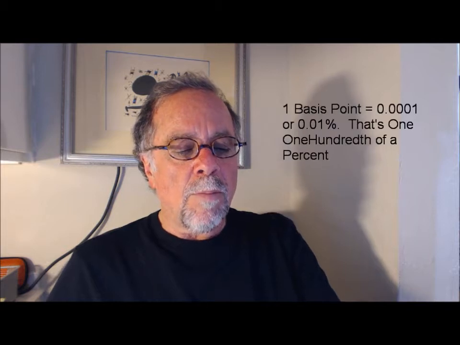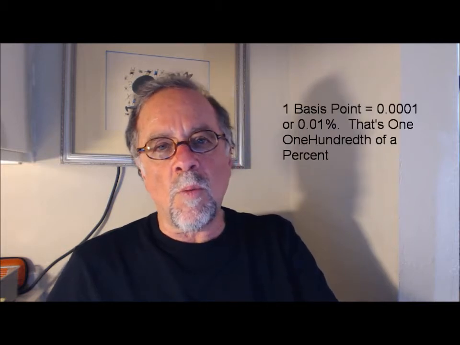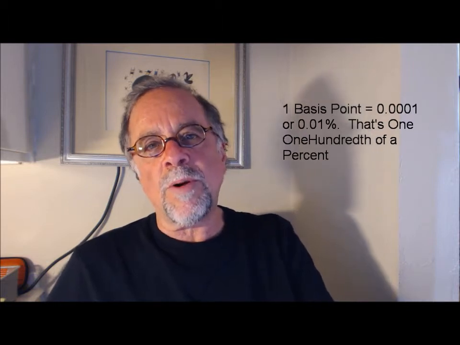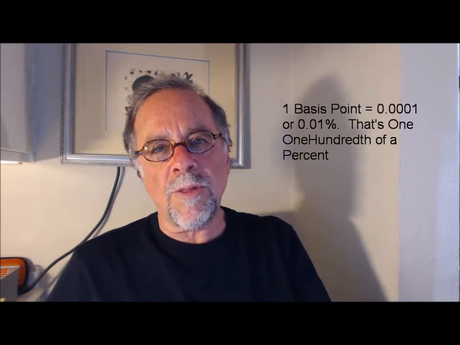So first of all, startups use a scale called basis points. And 1 basis point is equal to 0.0001 in decimal, or 0.01%. That's 1/100th of a percent. And startups usually have 10,000 basis points to distribute.